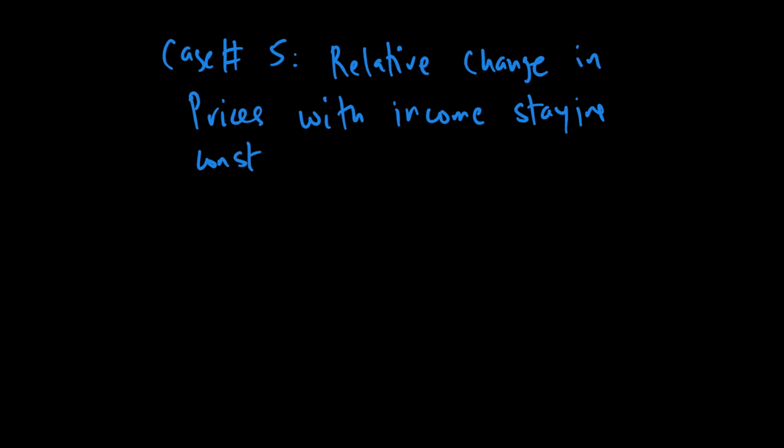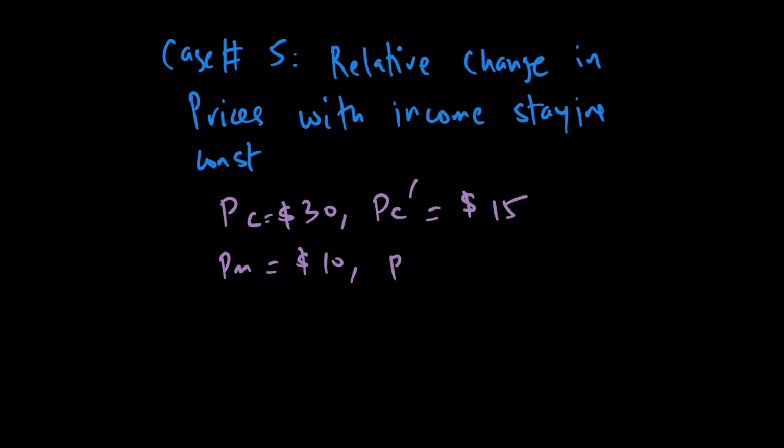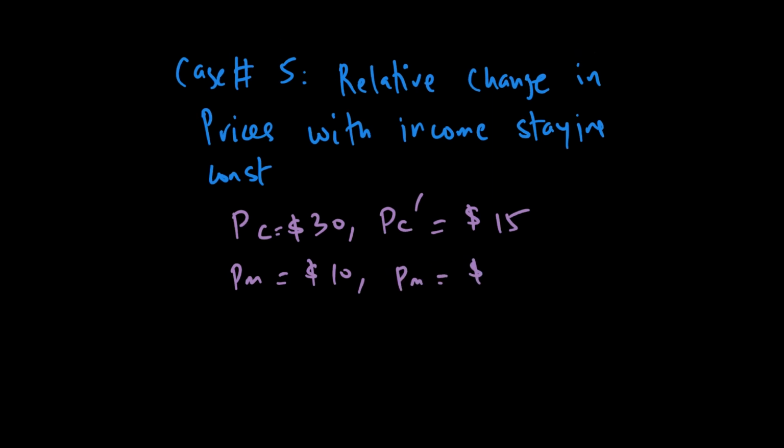Let's say concert prices go down. Let's say price of concert previously was 30, and let's say price of concert goes down to a new price of $15, and movies go from, for example, $10 to, let's say, $20. So you can see that concerts are now becoming cheaper, but movies are now becoming more expensive.